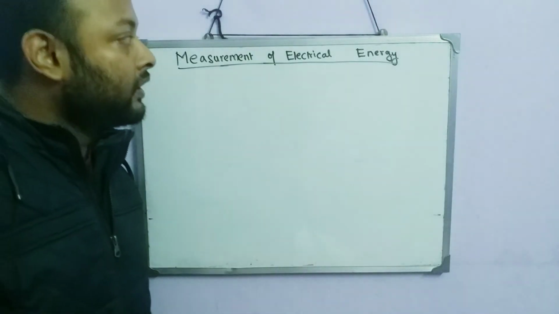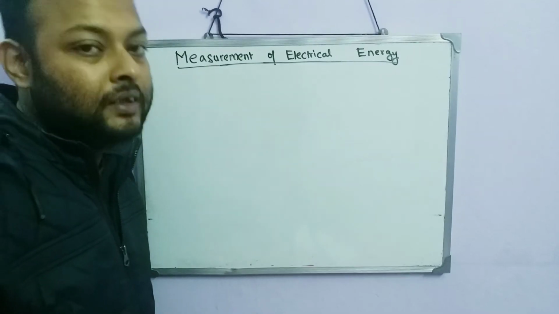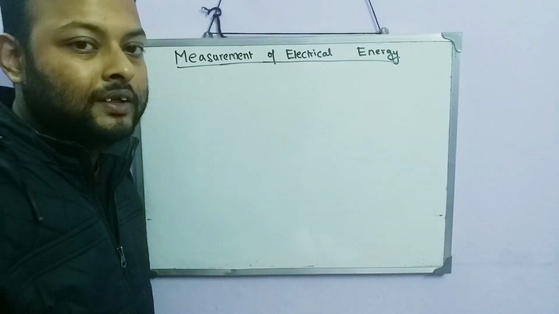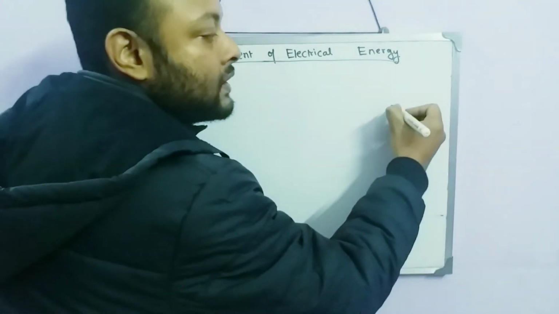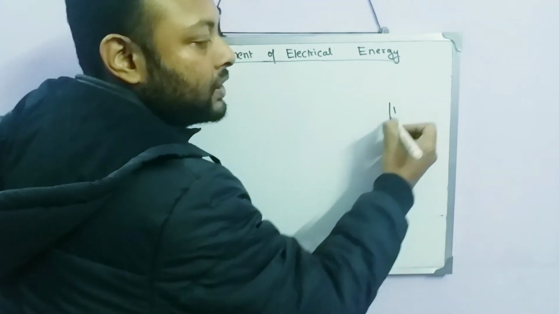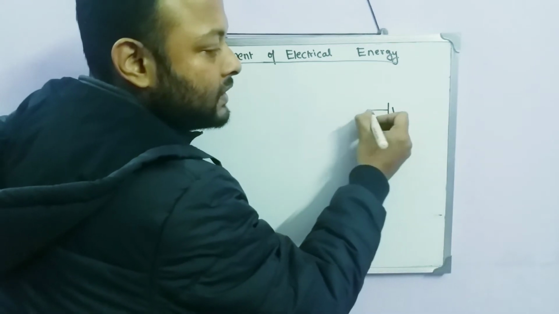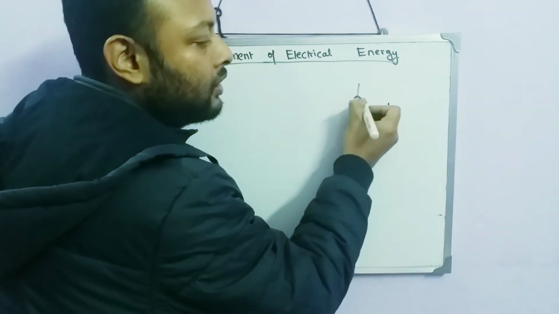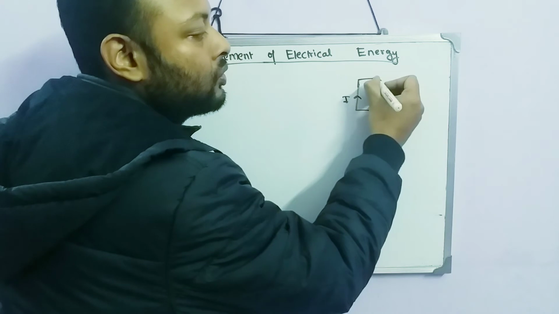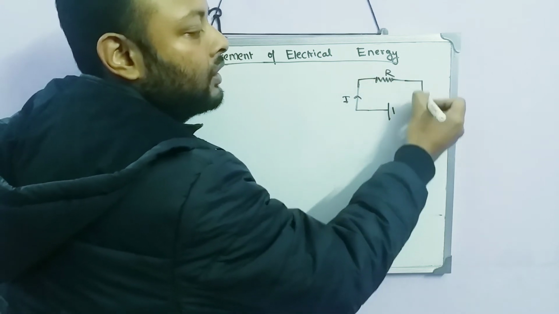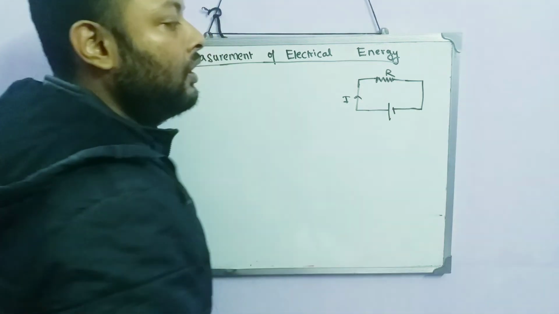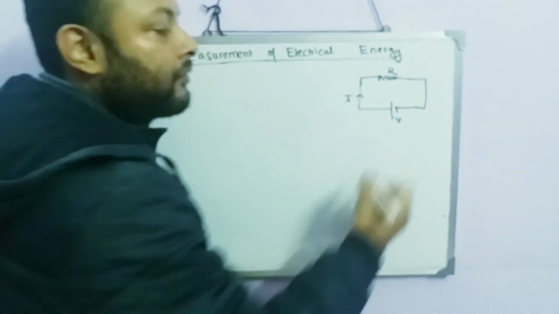So the topic is measurement of electrical energy. How to measure electrical energy? For that we have to consider a battery or a potential source that is giving a current I, and it is passing through a resistor R, right? This is potential V.